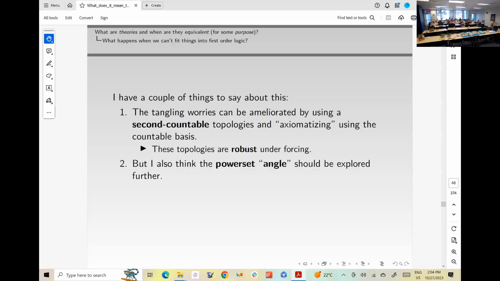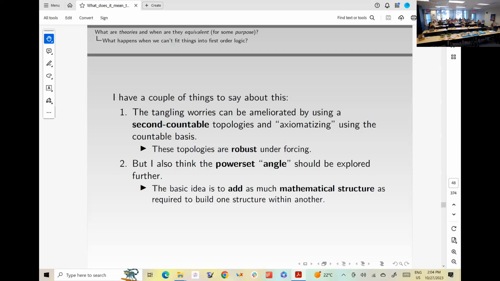I think there's something interesting about it, and I don't know how to constrain it and do the right thing with it. The basic idea is to add as much mathematical structure, so add as many domains as required, to build one structure within another. And this is, again, related to equivalences based on work.